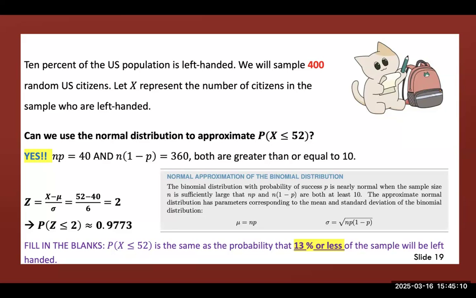So whether I say, what's the probability that 13% or less of the sample is left-handed, or what's the probability 52 or less out of 400 are left-handed, you would still get 97.7% if you use the normal distribution.